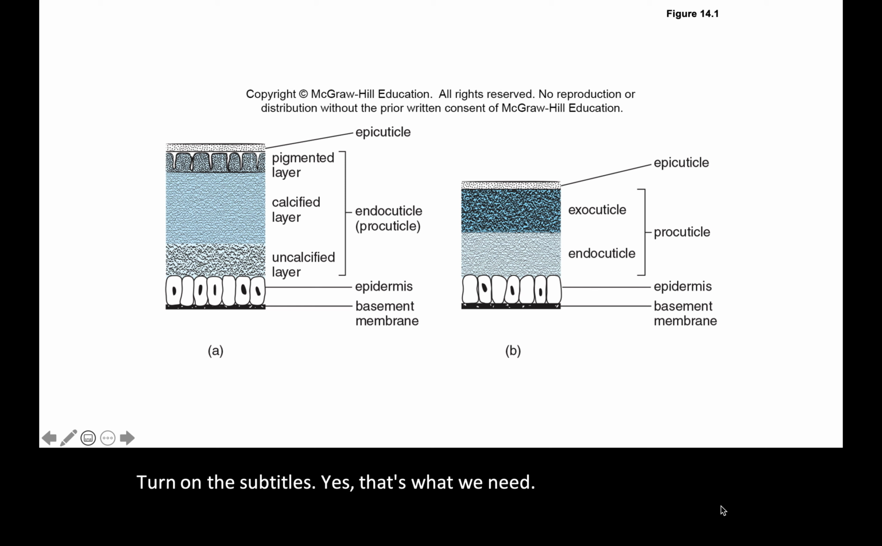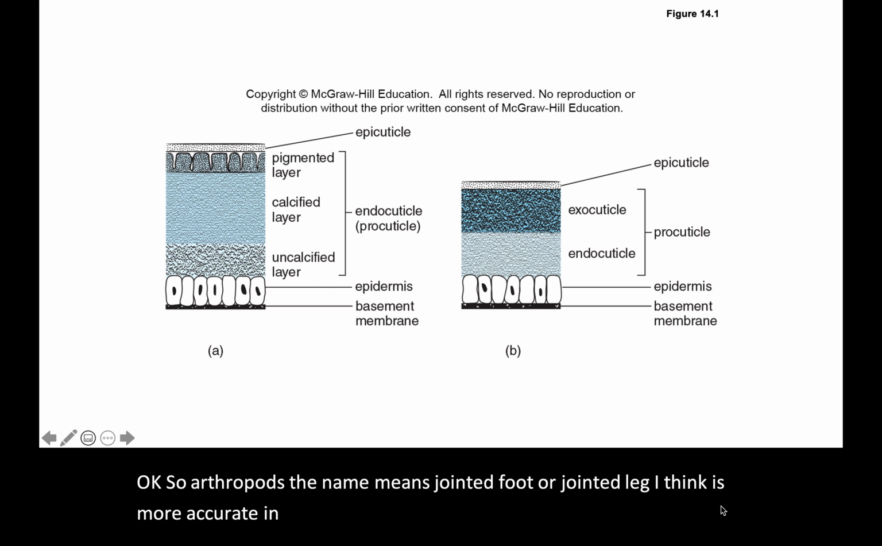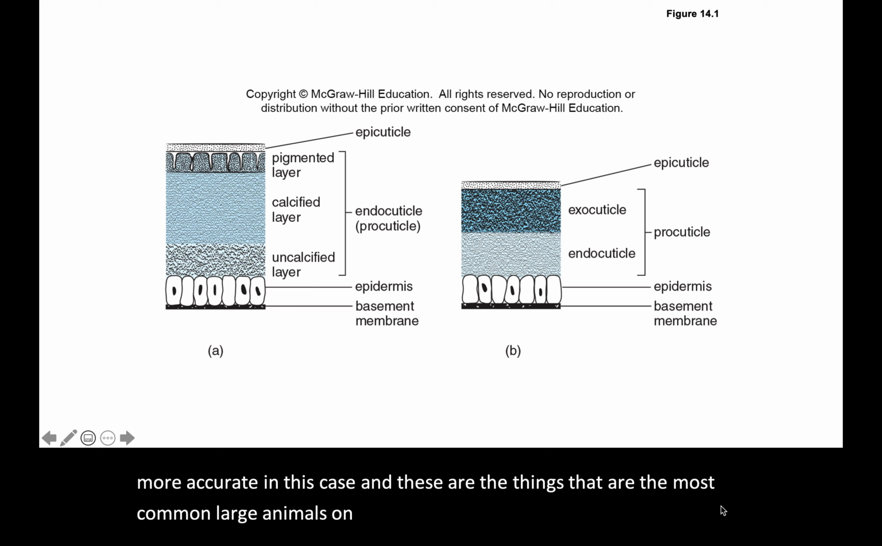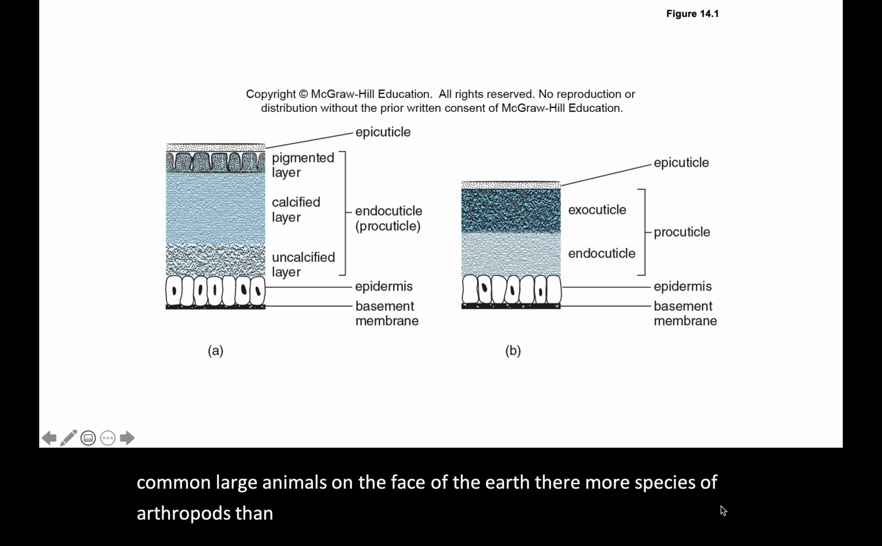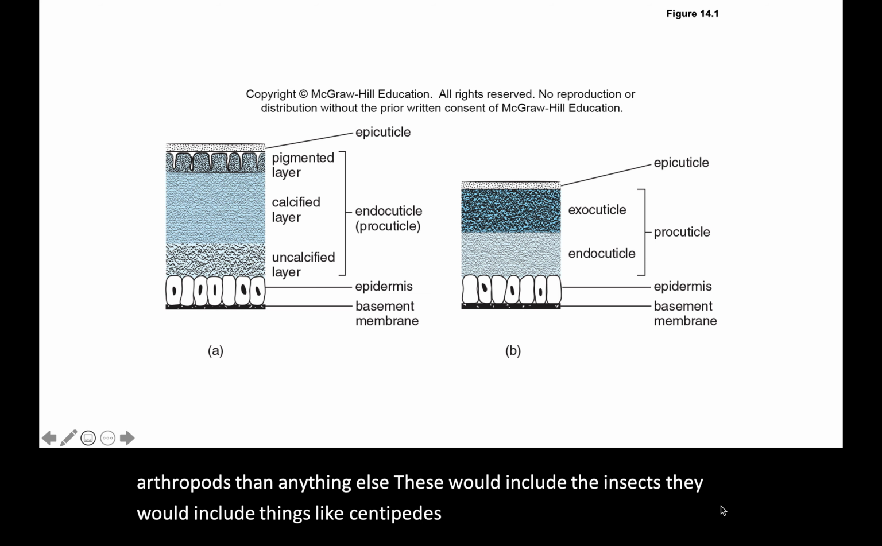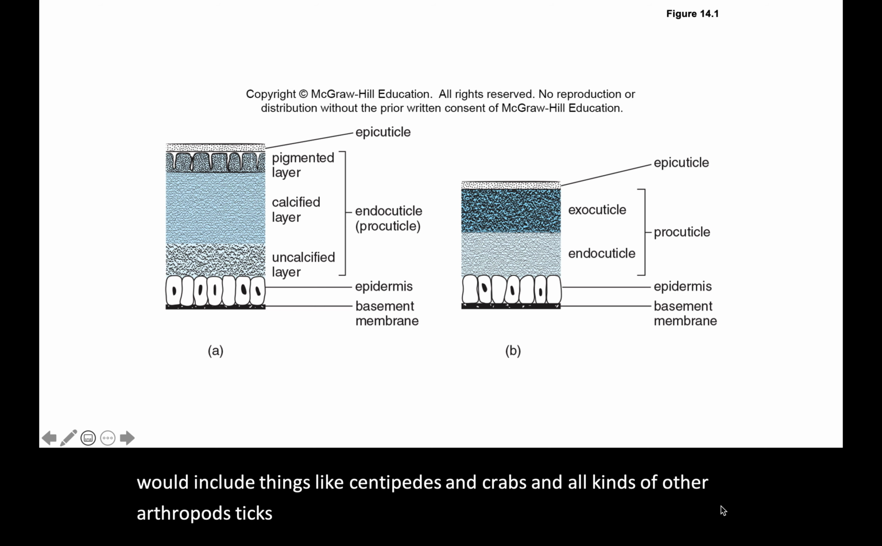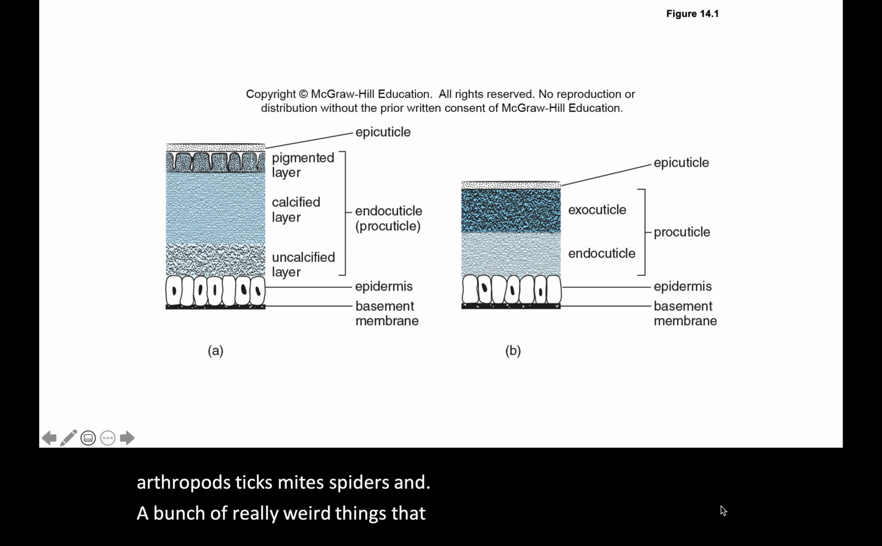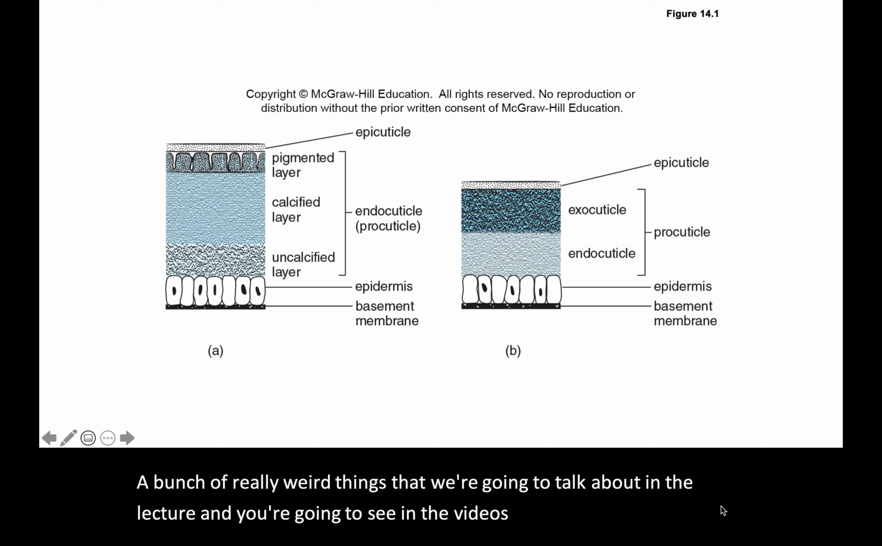Okay, so arthropods. The name means jointed foot, or jointed leg, I think is more accurate in this case. And these are the most common large animals on the face of the earth. There are more species of arthropods than anything else. These would include the insects, centipedes, crabs, ticks, mites, spiders, and a bunch of really weird things that we're going to talk about in the lecture and you're going to see in the videos. They're so cool. You got to make sure you watch all of those.